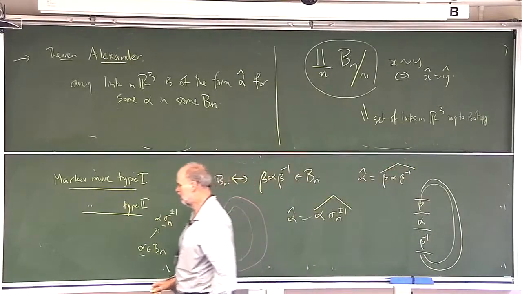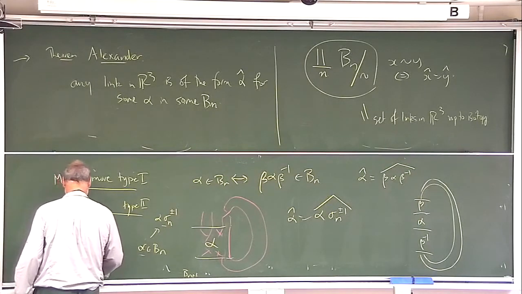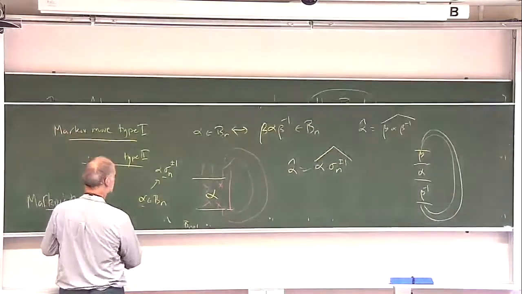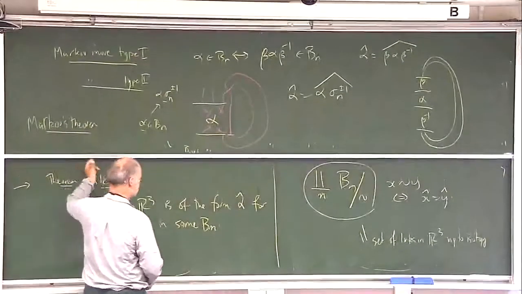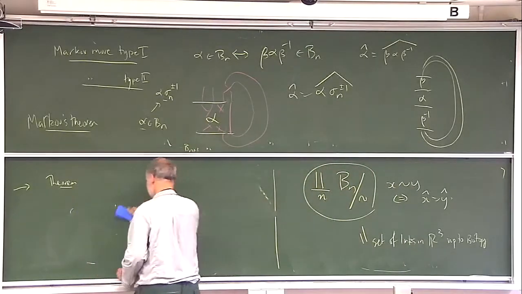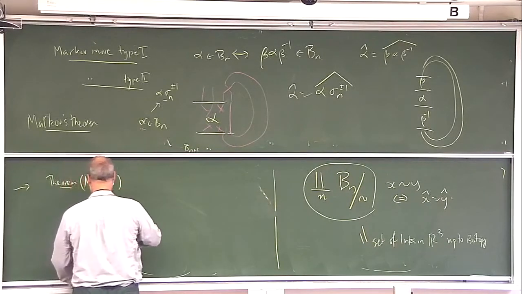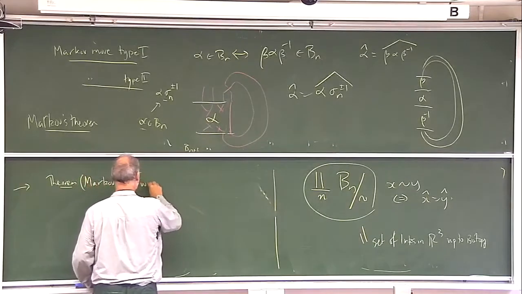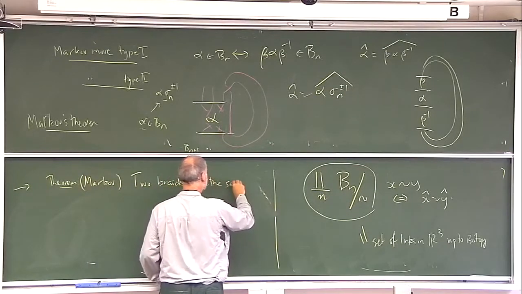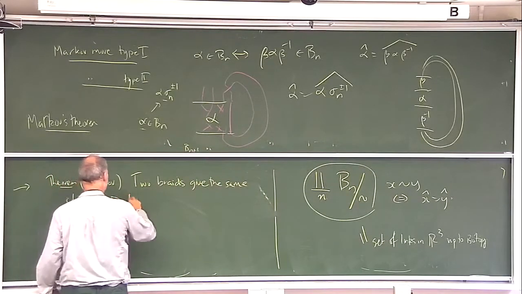Markov's theorem is that two braids give the same closure if and only if they're connected by a sequence of these Markov moves.